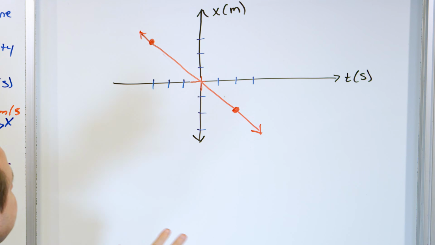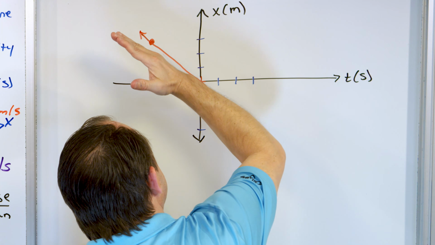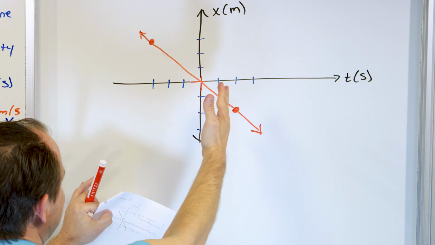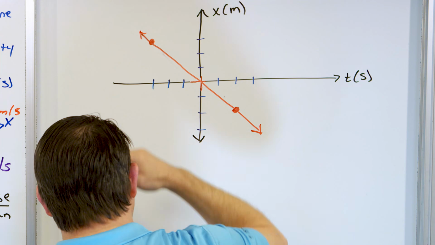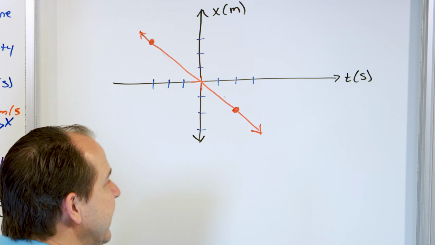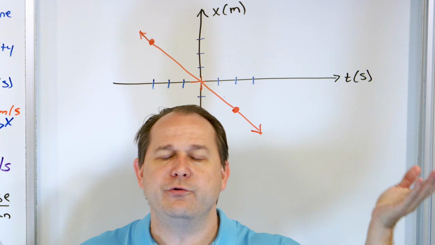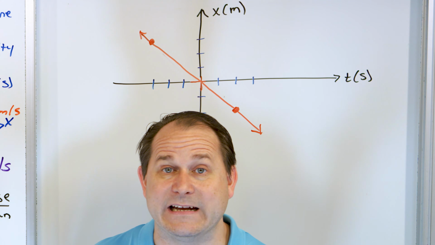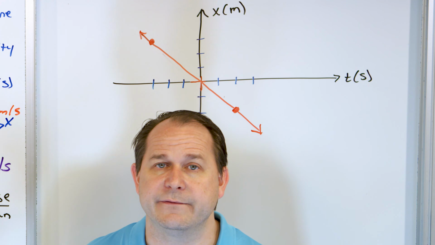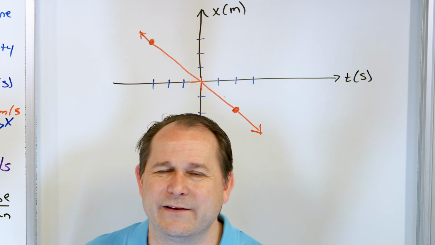So notice, first of all, that the slope of this line is going to be negative, if we think about algebra, right? Because it's tilted the other way. That tells us the average velocity between any 2 points on this line will be negative, and no matter what 2 points we pick, it'll always be the same negative slope, so the same negative average velocity. What does a negative average velocity mean?